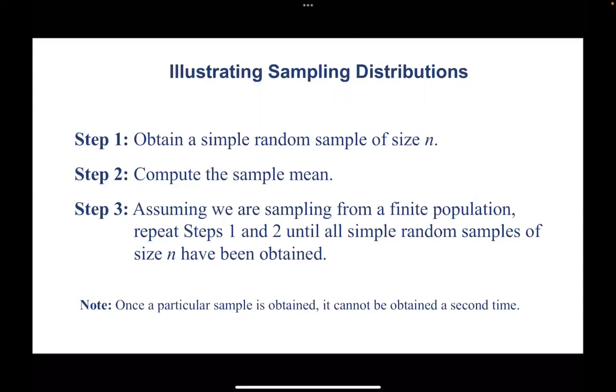If we have a finite population, we keep doing that: take a new sample, compute the mean, take a new sample, compute the mean. We keep doing this until we get all of the possible simple random samples. As this says, once we have a certain sample, you can't take that sample a second time. We just keep doing this until we have all of the possible samples. That's going to give me a whole lot of means, and then those means become my new data values.